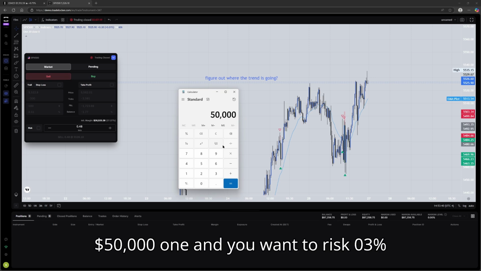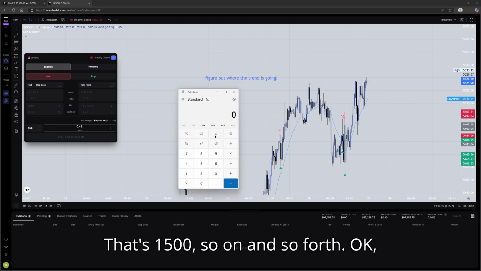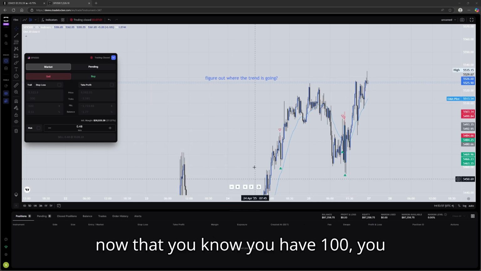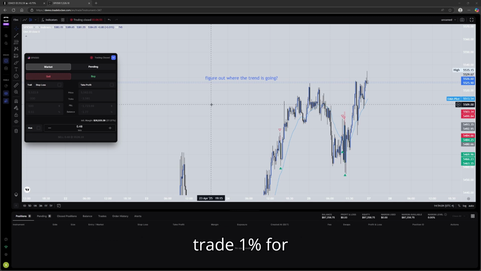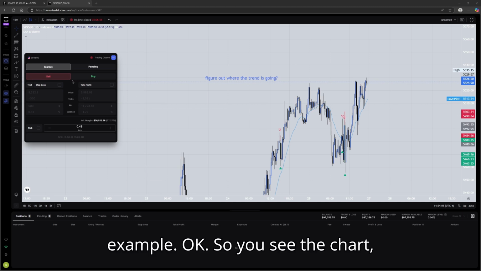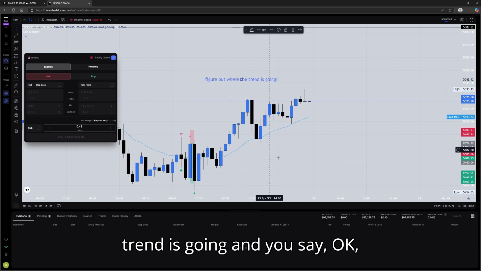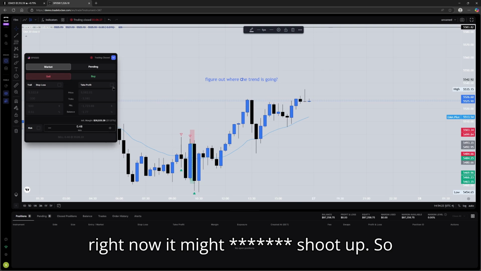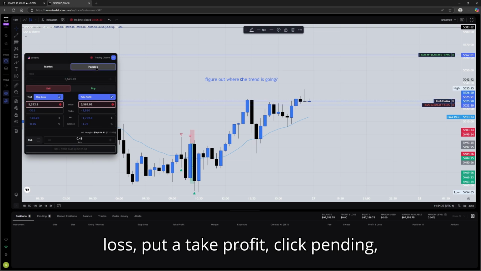Say you have a $50,000 one and you want to risk 0.3% because you're a beast. 1,500, so on and so forth. Okay, so how to set? Now that you know you have a $50,000 account and you want to trade 1%, for example. So you see the chart, you figure out where the trend is going, and you say, okay, right now it might shoot up, so I'm gonna put a long. You put a stop loss, you put a take profit, you click pending.